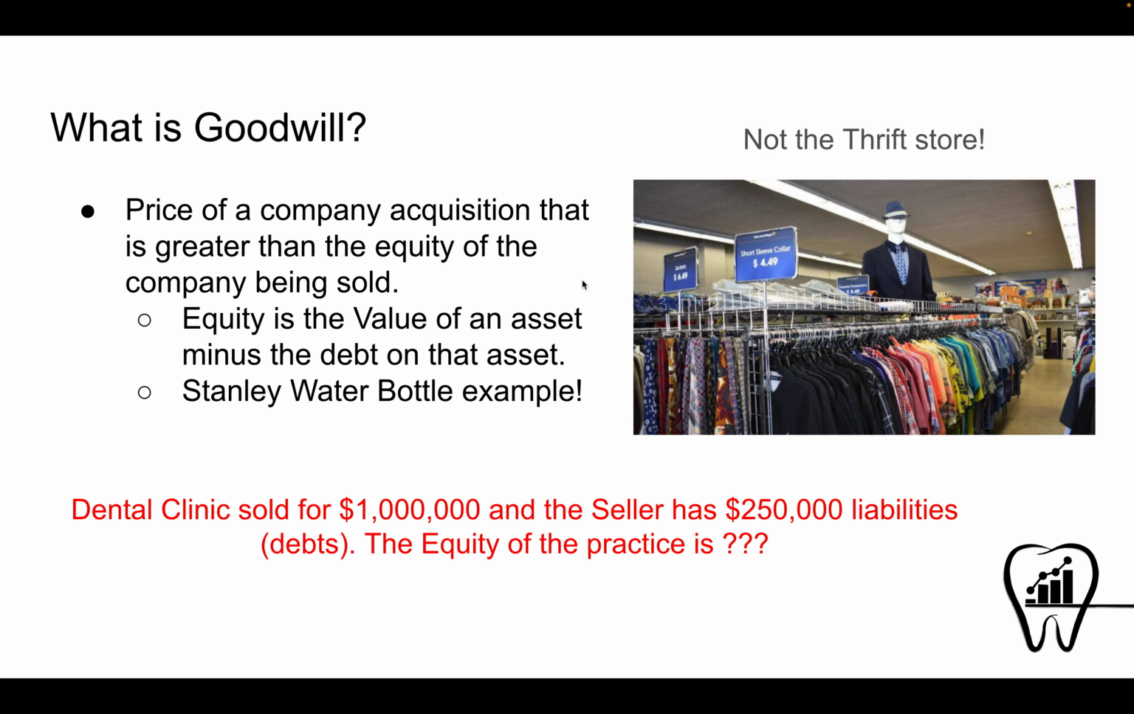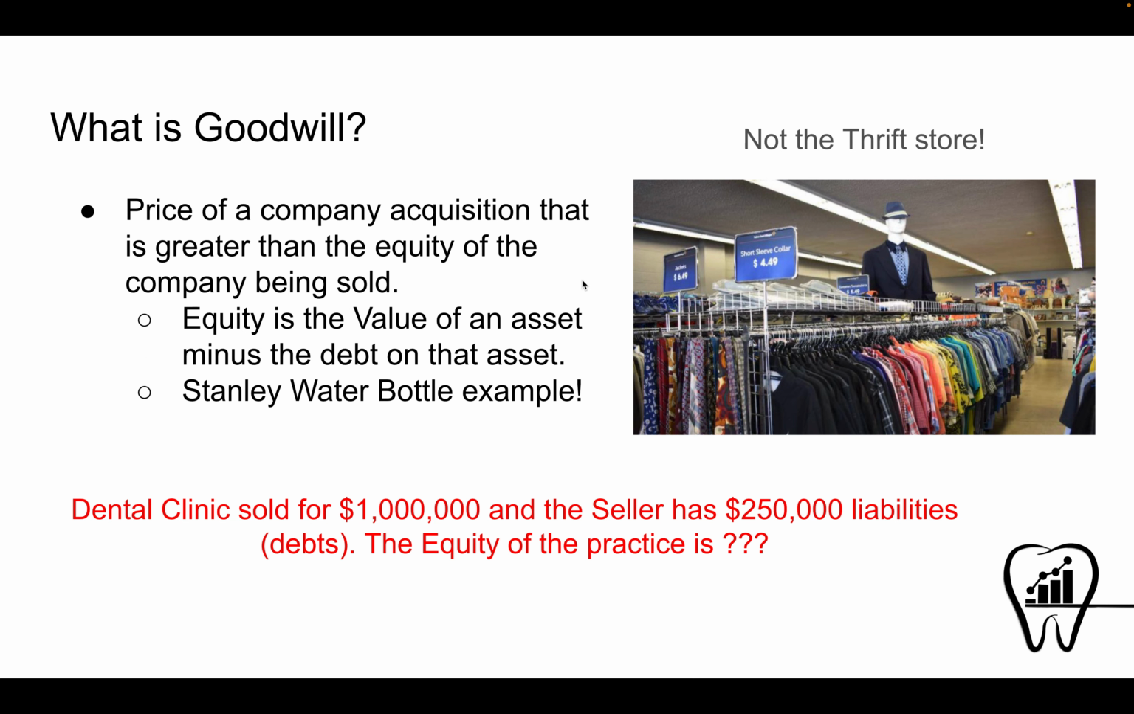Goodwill is not what you might think of when you think about goodwill. Goodwill is not the thrift store, right? Rather, it's a business term that helps explain the price that you pay for an asset that's not the equity of that asset. So what is equity? Equity is the value of an asset minus its debts on that asset.